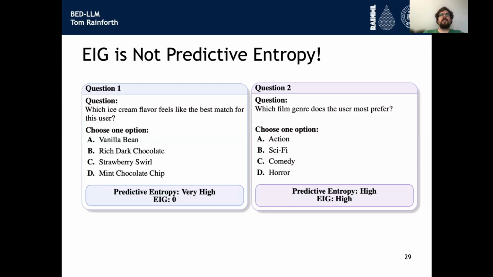So there have been other previous attempts to do Bayesian experimental design in this LLM setting, but they've all assumed this deterministic likelihood, which has really undermined their actual ability to do things.